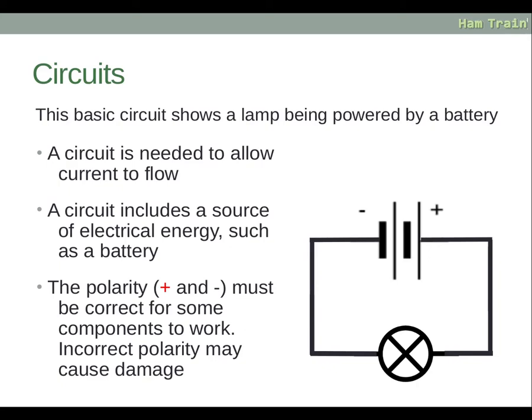Circuits. This basic circuit shows a lamp being powered by a battery. A circuit is needed to allow current to flow. A circuit includes a source of electrical energy, such as a battery. The polarity, the positive and negative sides, must be correct for some components to work. Incorrect polarity may cause damage as well.